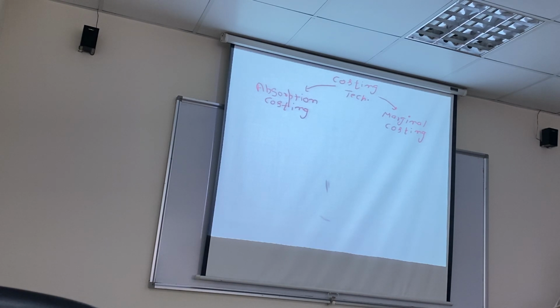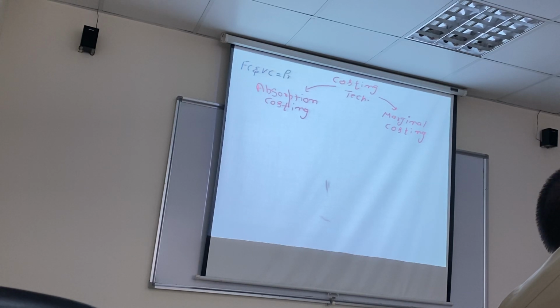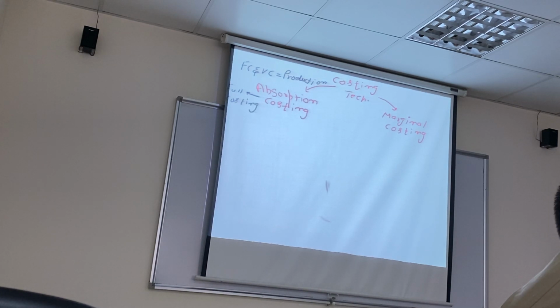According to absorption costing, fixed cost and variable cost are part of production. Right? That's why another name for absorption costing is full costing. Full costing, because fixed plus variable is the full cost, the total cost.